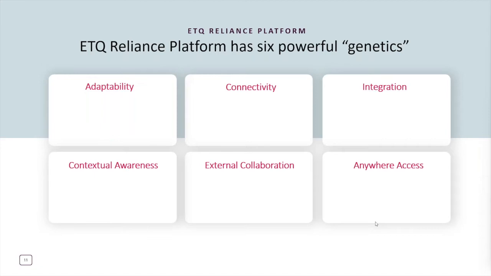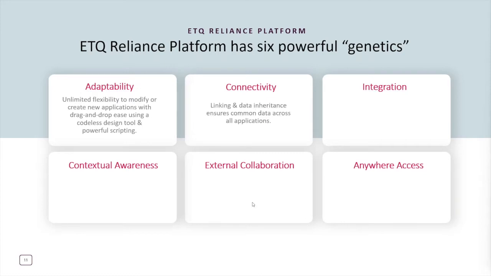That's extremely powerful because everything looks and feels the same, and all the applications in our tool have these 6 basic capabilities, which I'm going to quickly discuss now before we get into an overview of the audits process. So adaptability, we've already talked about the high level of configurability in our system. Without programming, you can drag and drop and add new fields to forms and modify workflows and do all kinds of things around that. Connectivity is the relationships between processes.